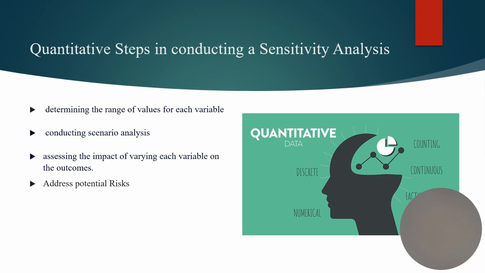Quantitatively, you'll then change the value of these variables one at a time to see the effect on the overall project. And by assessing this finding, the impact of the outcome from the different scenarios, you'll see the potential outcome for each. And from there on, you'll be able to address any potential risks or make any changes needed.